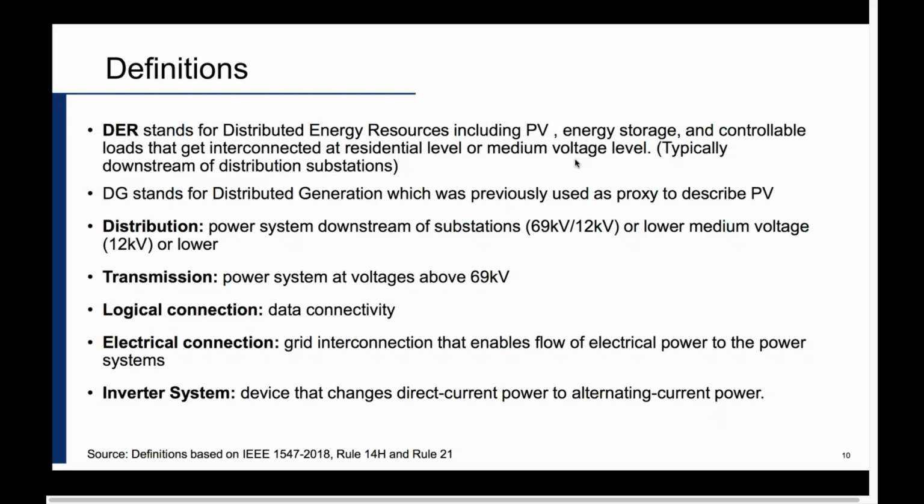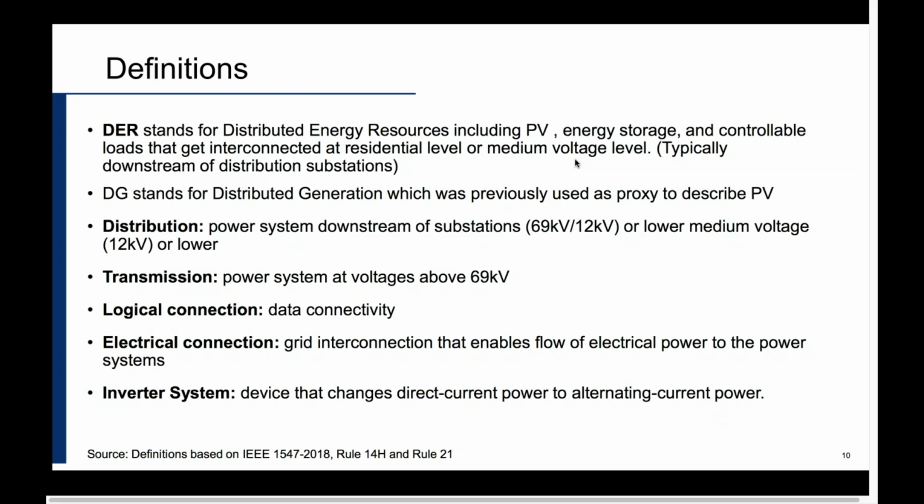A big distinction is between distribution and transmission. Any voltage level above 69 kV in the USA is referred to as transmission or the bulk energy system, whereas any system below 69 kV is referred to as distribution. It can go as low as 120 volts. The distinction between transmission and distribution depends on the nation. However, in the USA, 69 kV is the breakpoint.